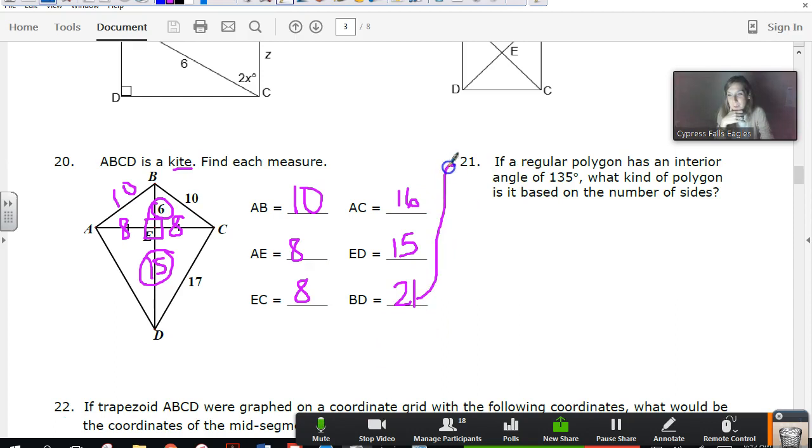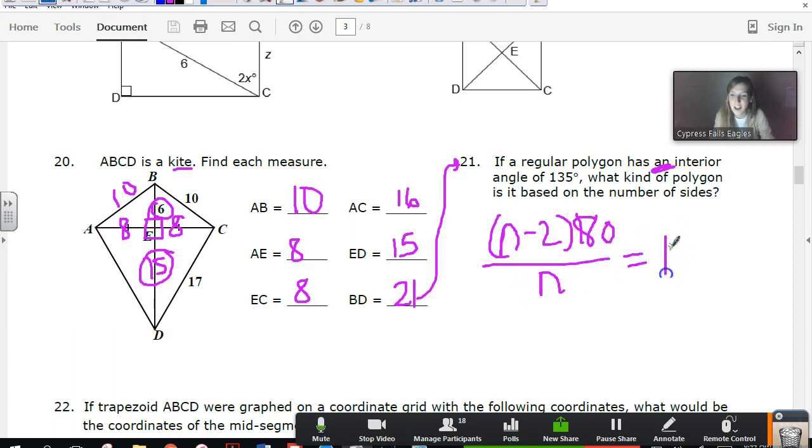Okay, that leads us to number 21. Okay, having too much fun with this. If a regular polygon has an, what does this mean? An interior angle? Okay. Now, to find an interior angle of a polygon, unfortunately, this is not on your formula chart. It's n minus 2 times 180, divided by n.